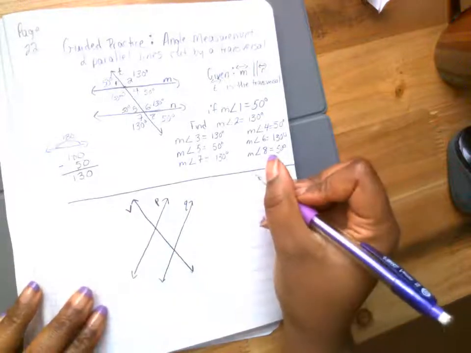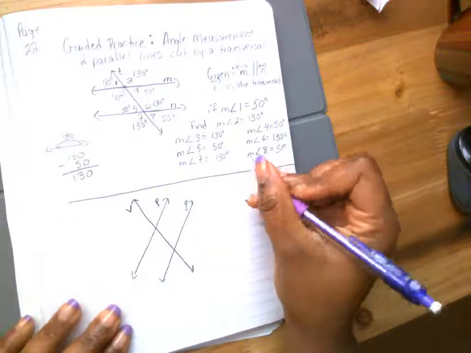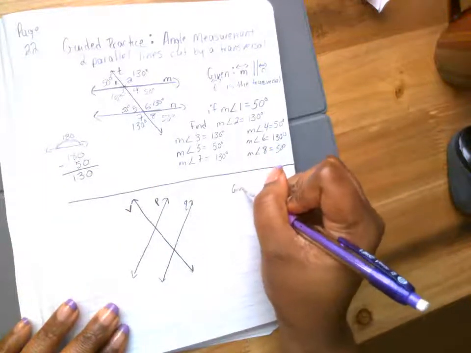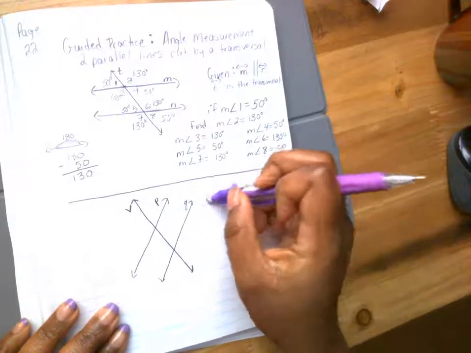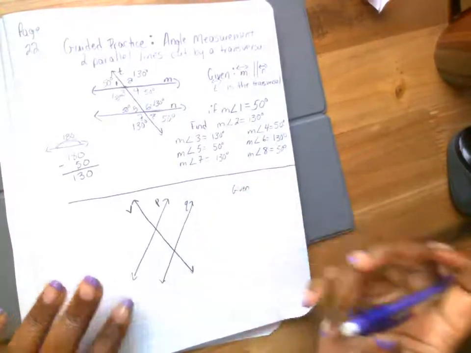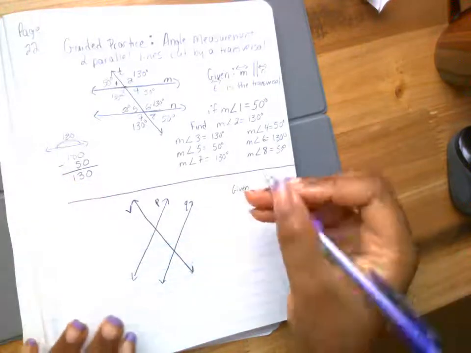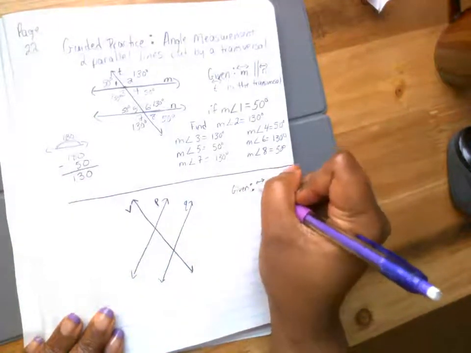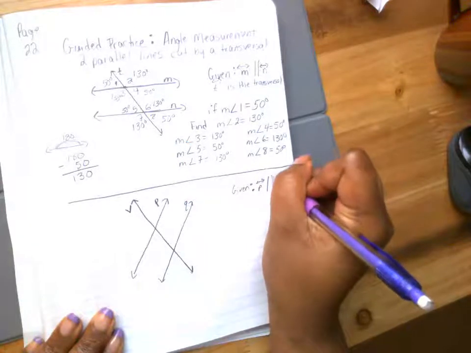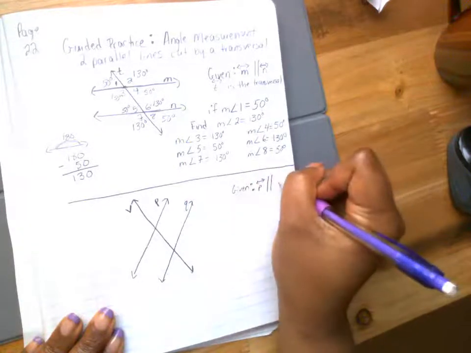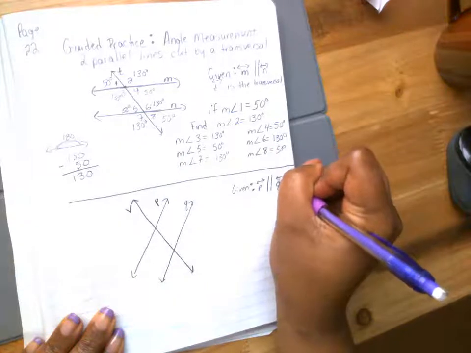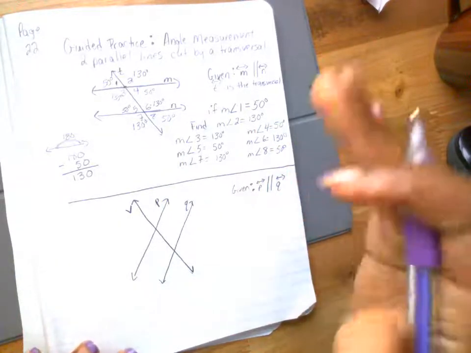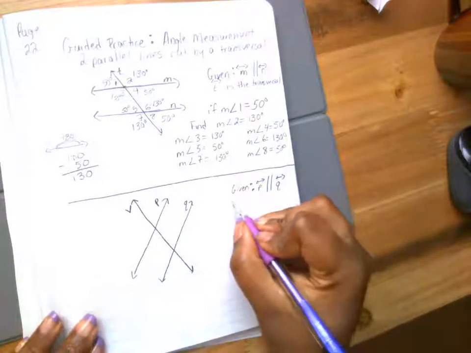So over here to the side, I'm going to write the information that's given. What you can gather from the picture is that line P is parallel to line Q. Okay? And that line V is the transversal.